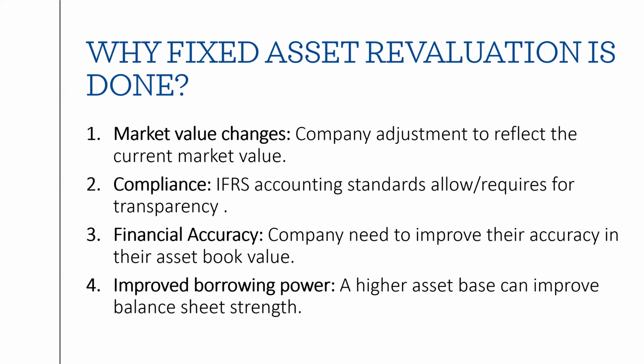The third one is financial accuracy. Companies that need to improve their accuracy will need to do asset revaluation so that they can reflect the asset book value. The fourth one is improved borrowing power. With a higher asset base, a company can improve their balance sheet strength, and this will give them more borrowing power.